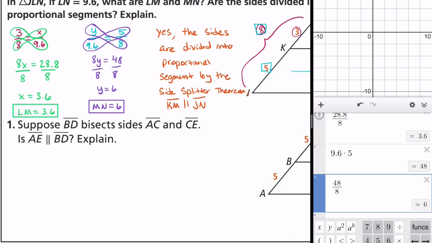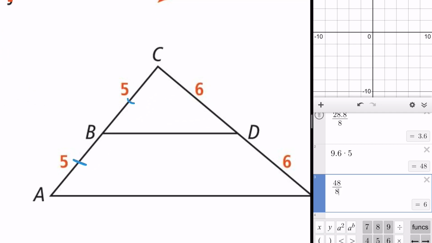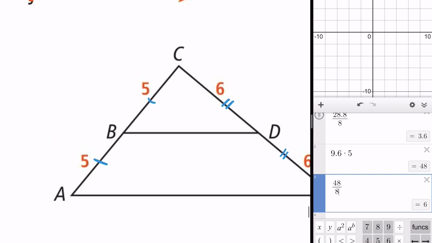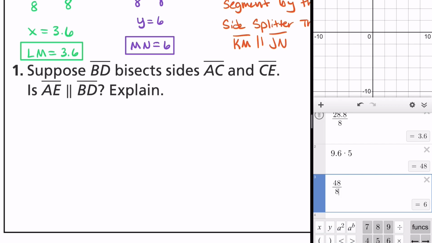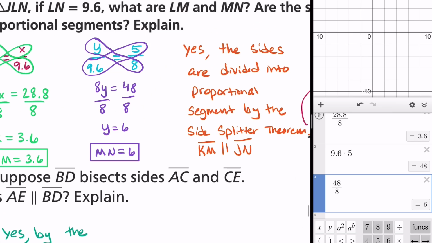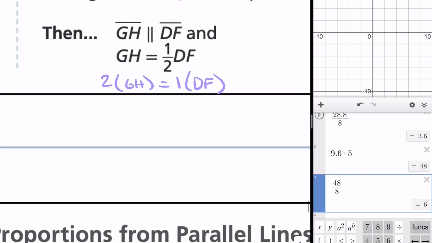All right. Now, in our next example, suppose BD bisects sides AC. So we have that this is congruent to this, this is congruent to this. So CD is congruent to DE, and CB is congruent to BA. It says, do they have to be parallel? And yes, the answer is yes, by the triangle midsegment theorem.